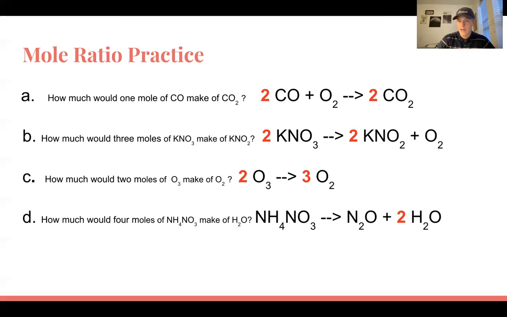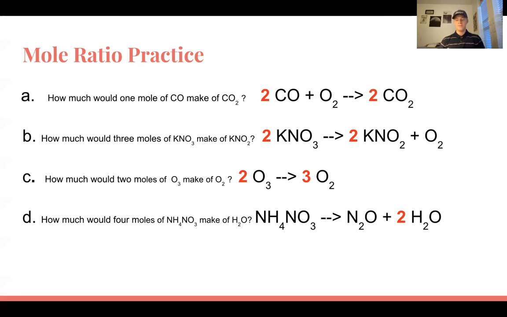We're going to put a 2/2 ratio. That's what we're going to multiply our 3 moles of potassium nitrate by, because 2 moles of potassium nitrite is produced from 2 moles of potassium nitrate. And that's going to result in 3 moles. So 3 moles of potassium nitrate is going to make 3 moles of potassium nitrite.